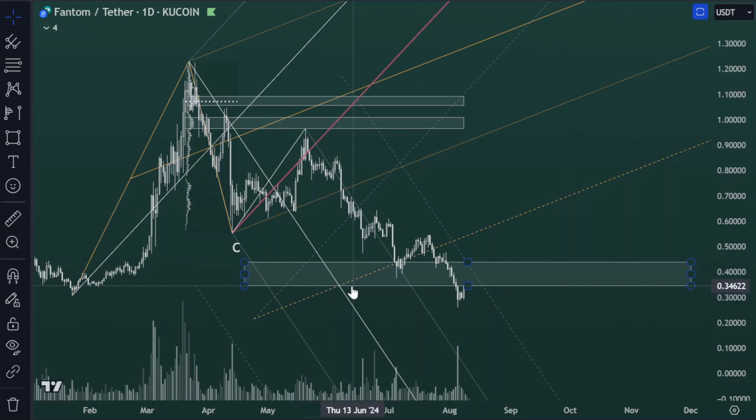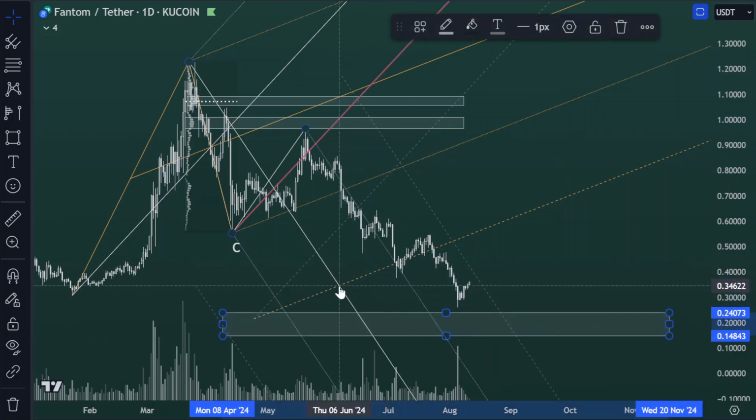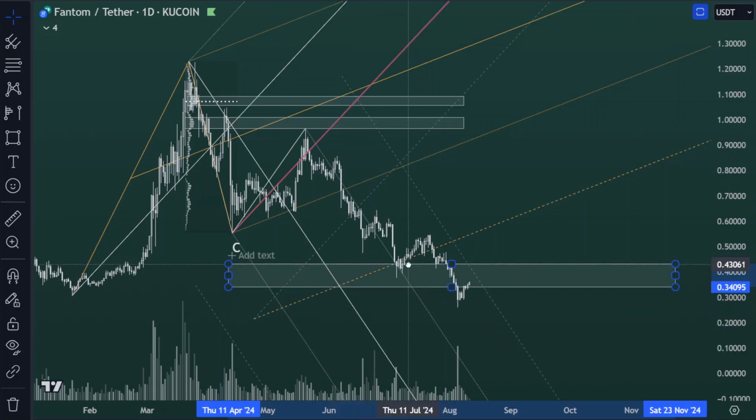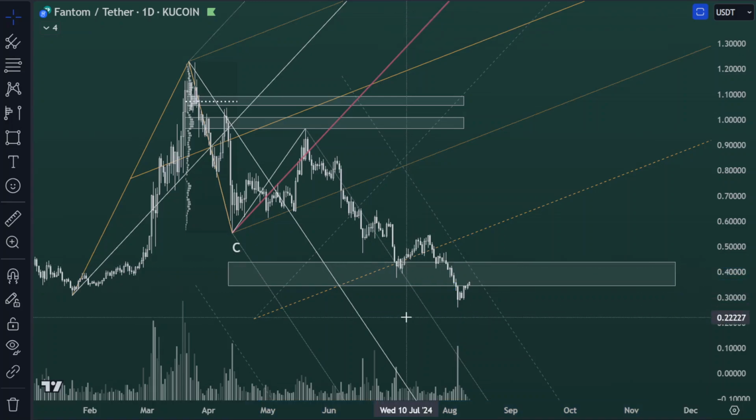You can draw a box from this line here, 0.34 to 0.43, and prices have a very high chance of ending up in this box. Okay, so yeah, that's my video for today.